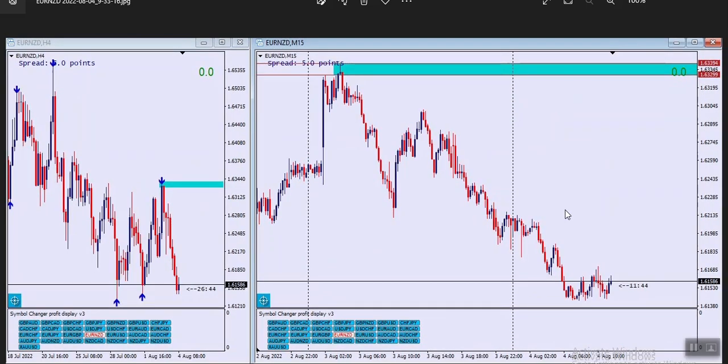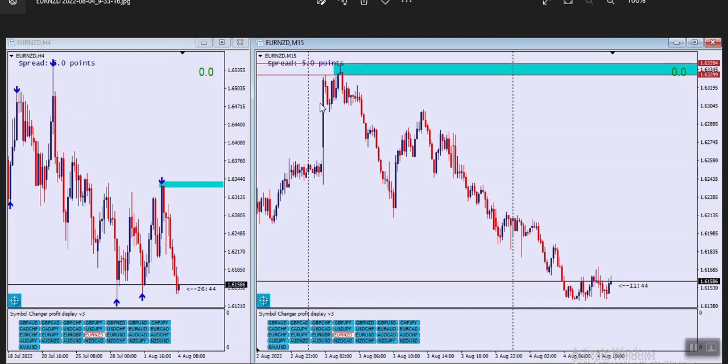Then look at this same pair. It went back up and created this rejection. So you see this price moved with an impulsive move, took out this high forcefully. That's a liquidity grab. Took out this high forcefully and dropped again.